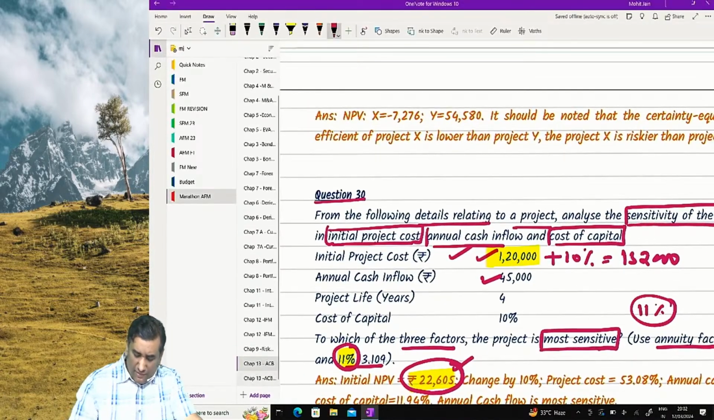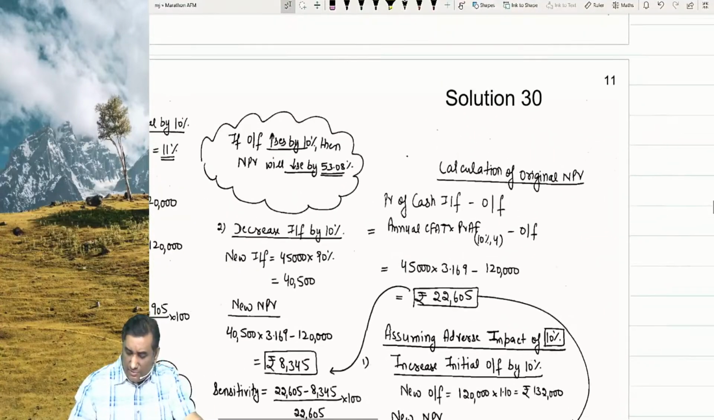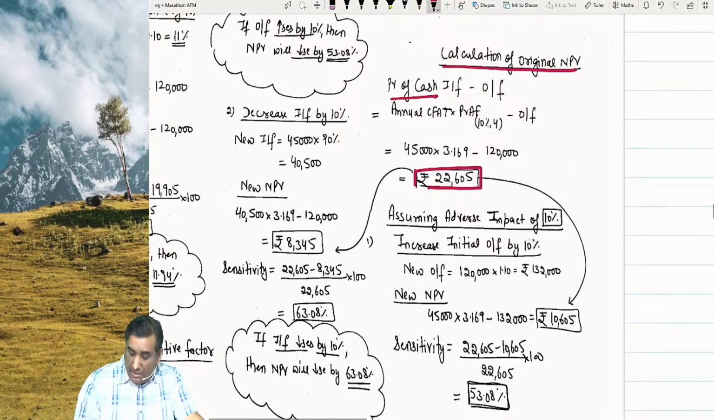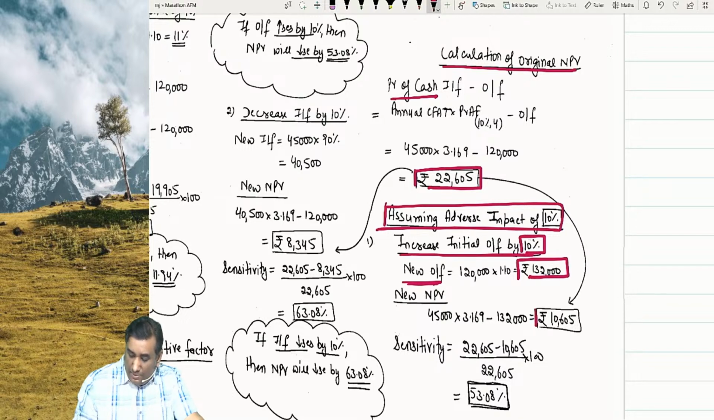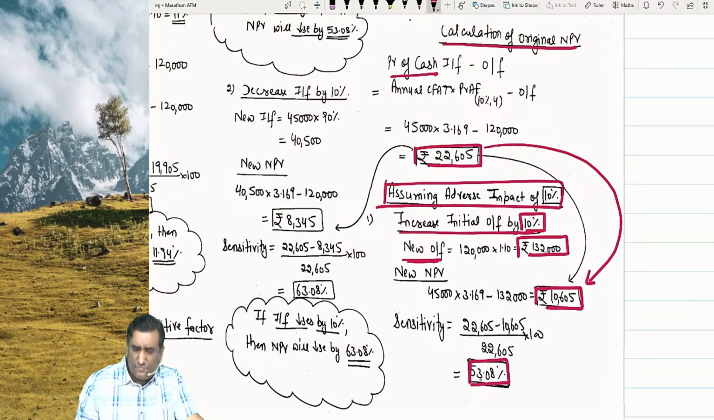So if I look at my answer, how do I read this? Look at this please. Then I can ask you to do it entirely on your own. Calculation of original NPV. Inflow minus outflow, I get original NPV of 22,605. Assuming adverse impact, although the question gave me a hint, but still I write I'm assuming adverse impact. Increase initial outflow by what percentage? 10%. Your new outflow would be 1,32,000. New NPV will reduce from 22,605 to 10,605. Sensitivity would be equal to 53.08.